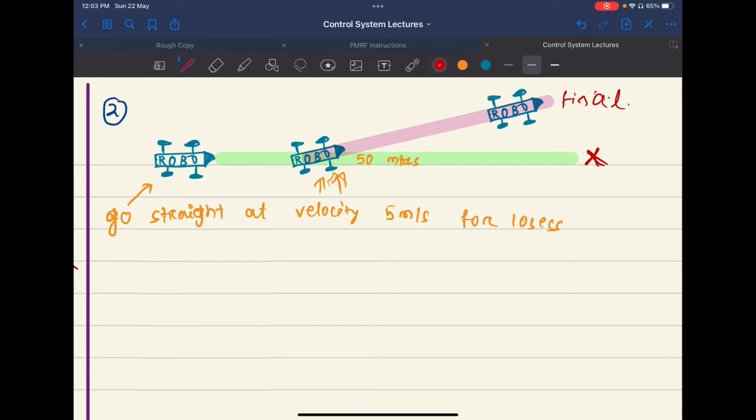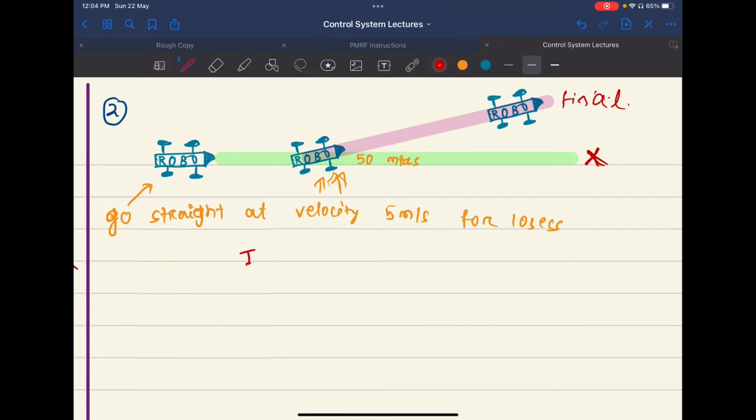Do you say, "Hey robo, you don't know how to go?" No, it's not the fault of the robo. It's the fault of the strategy, what we had mentioned, because it's an open loop. You just said go straight at 5 meters per second for 10 seconds, and it does that. There is nothing wrong in the robo. So where did the issue happen? Because it was an open loop system.